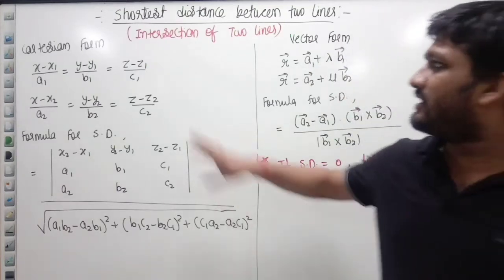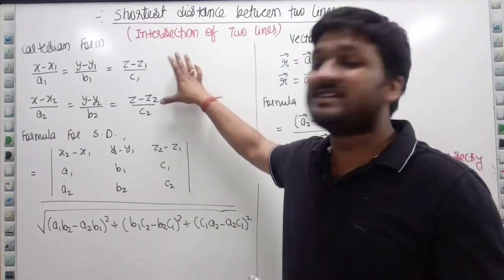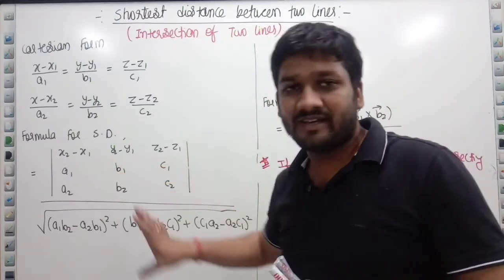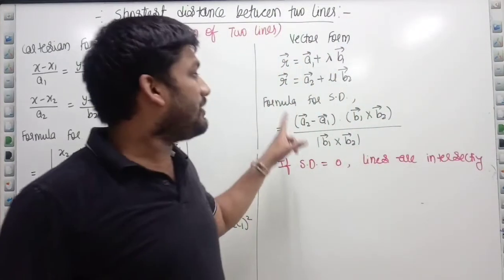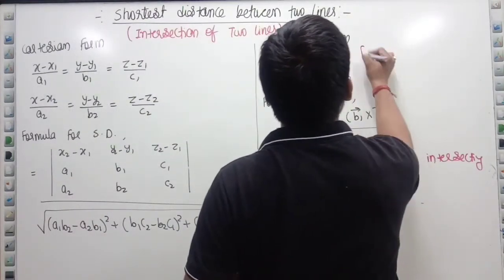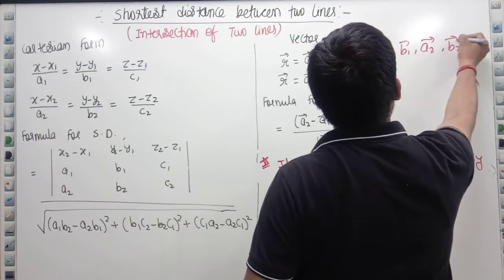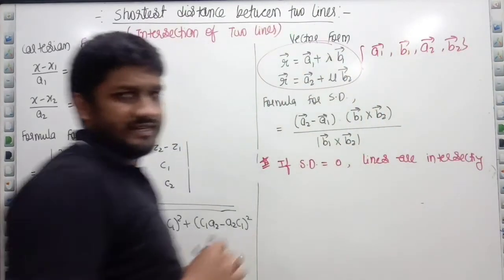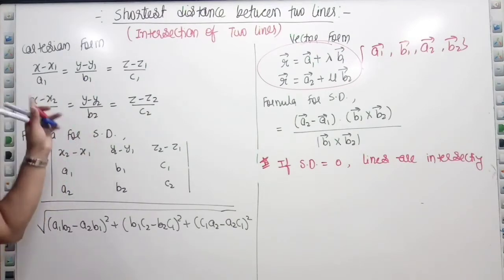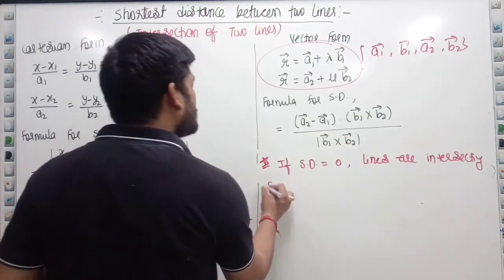Right. So I have written two formulas. One is for Cartesian form, one is for vector form. If lines are given in Cartesian form, then the formula for shortest distance is this, and if it is in vector form, the formula for shortest distance is this. In vector form, we need to calculate a1, b1, a2, b2 by comparing the equations. And in Cartesian form, we want x1, y1, z1, x2, y2, z2, a1, b1, c1, a2, b2, c2.